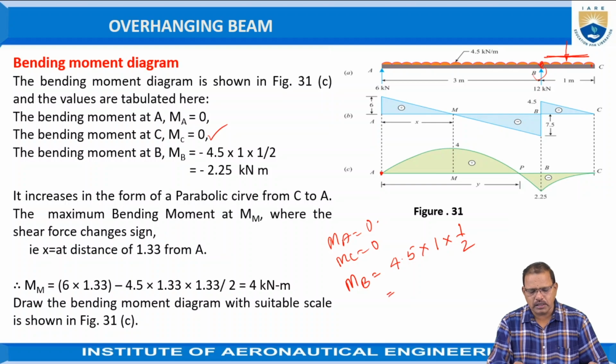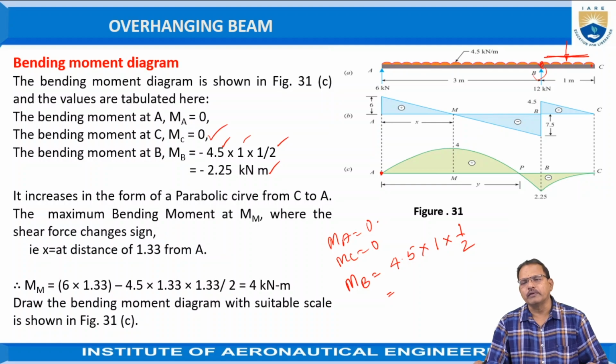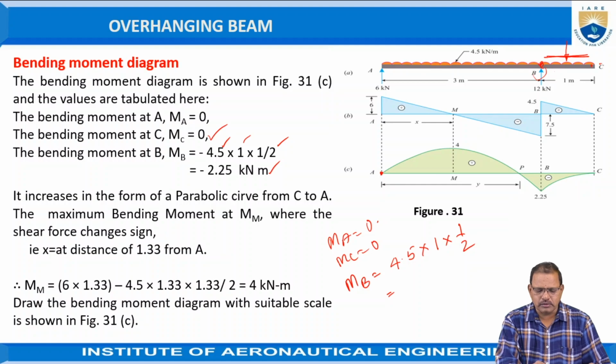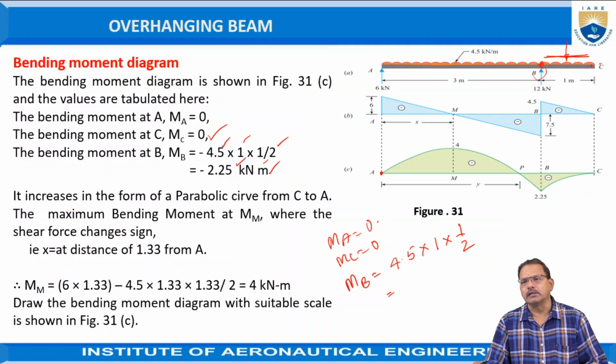Okay, from this relationship we got 4.5 × 1 × 1/2, which is equal to 2.25. But this bending moment always rotates the beam in the clockwise direction. Here, the effect on the beam is a hogging effect, that means there is convexity at the top. Hence, the bending moment is treated as negative. So it can be taken as minus 2.25 kilonewton meter.